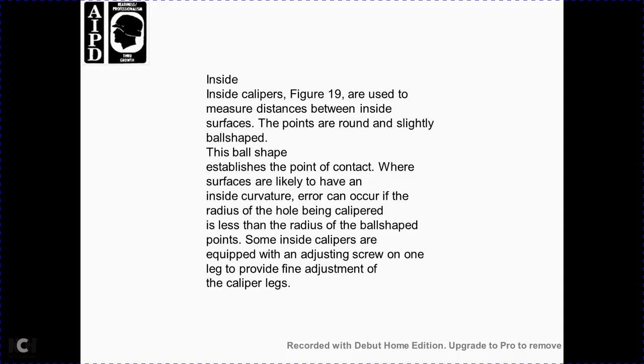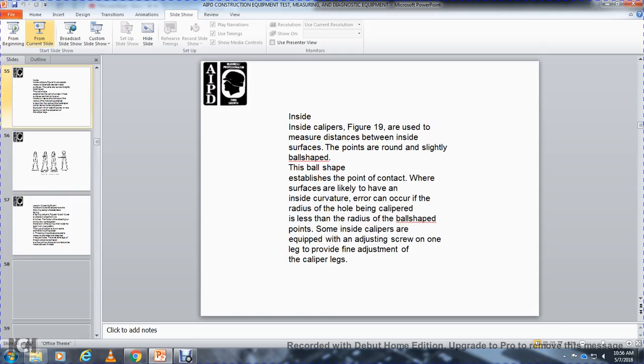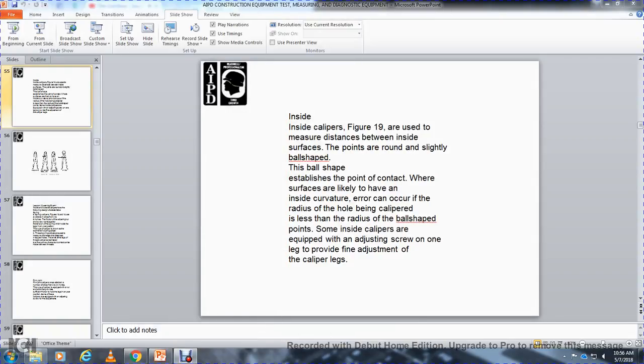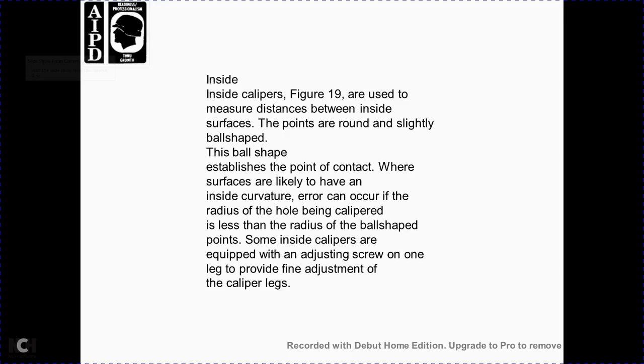Inside calipers, figure 19, measure the distance between the inside surfaces. The points are slightly ball shaped. The ball shape establishes the point of contact with surfaces that are likely to have an inside curvature, with the curve of the radius of the hole being measured larger than the radius of the ball-shaped point.